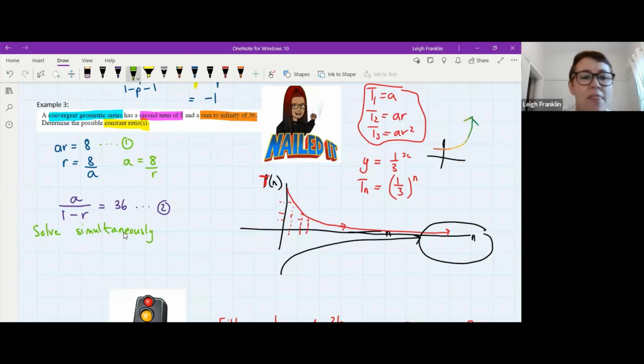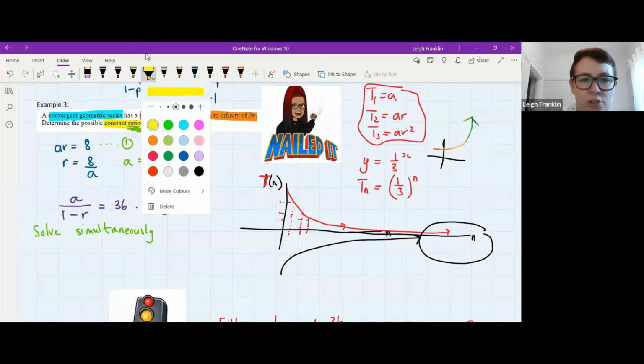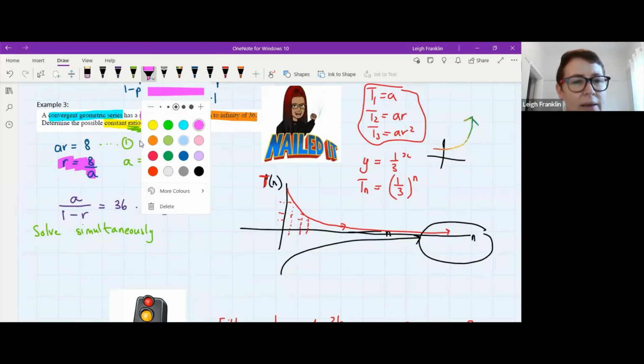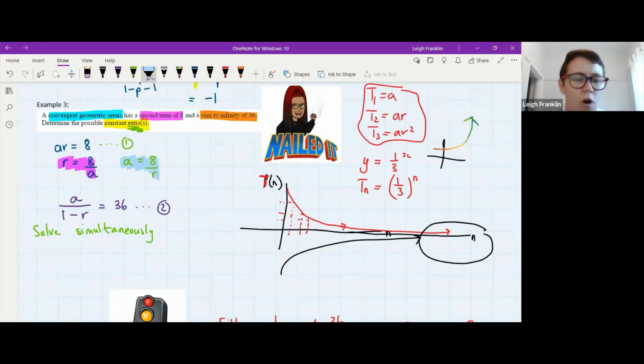All right. Now, they asked us specifically to calculate the value or the values, in this case, of R. So in other words, when we sub into our formula A over 1 minus R equals 36, which one of these two do you think it would be better for us to use? Are we going to rather replace the R and work in terms of A? Or are we going to replace the A and work rather in terms of R? So what should we use? Should we use the pink one or should we use the blue one? The blue one.